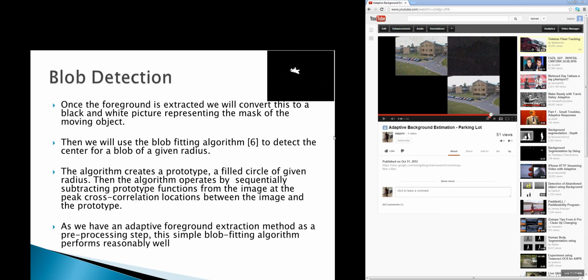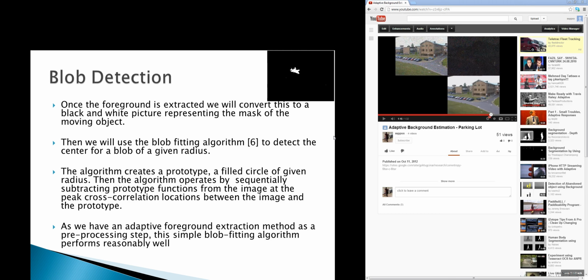So once we do the background estimation, we will extract the foreground by simply looking at the difference between the current frame and the background estimation, and we will create a mask for the foreground object. In this paper, we will assume only one single moving object throughout the frame for simplicity, but this model can trivially be generalized to accommodate any number of moving vehicles or moving objects in a frame. Then we will use the blob fitting algorithm that we have referenced to detect the center for a blob of a given radius.